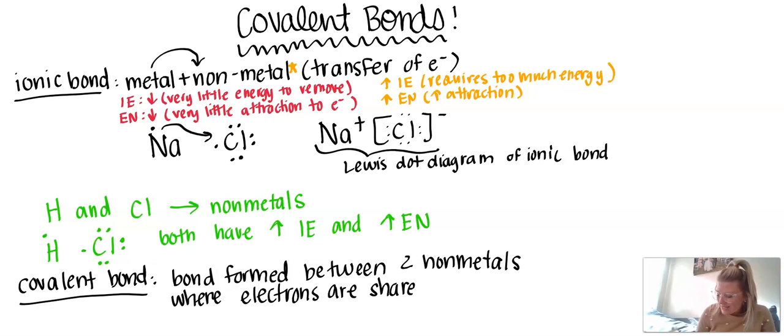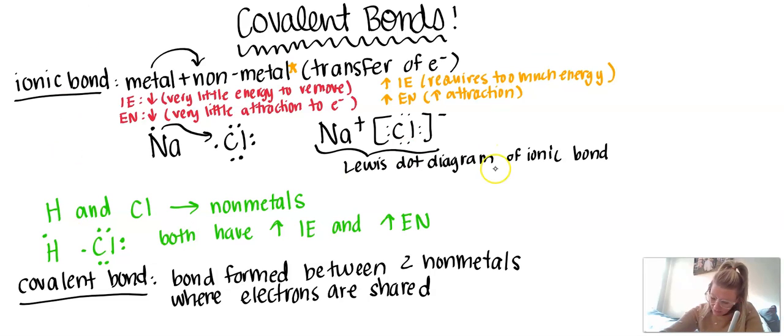So now, instead of donating an electron, our electrons are being shared. Hydrogen says, I'll give you a little bit of mine. Chlorine says, I'll give you a little bit of mine. And together we can make a pair of electrons that we can share, and we'll both be satisfied. So let's go ahead and talk about what that covalent bond looks like.